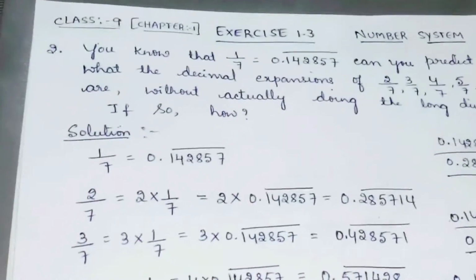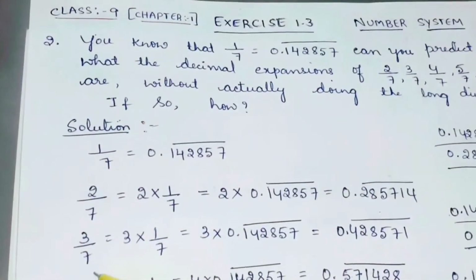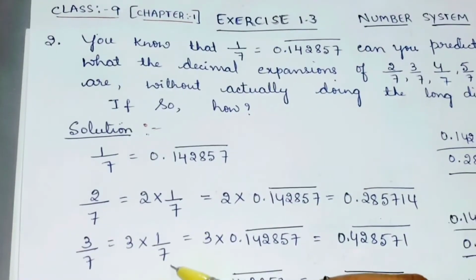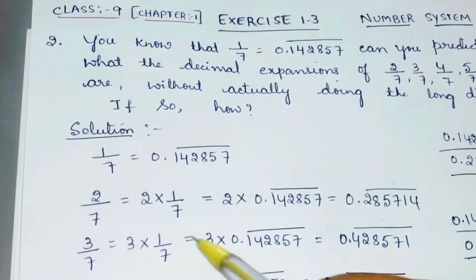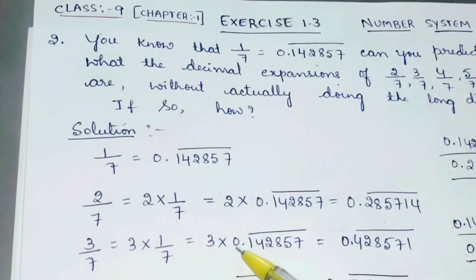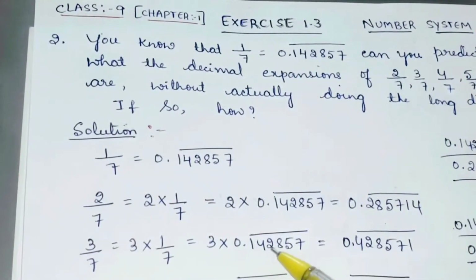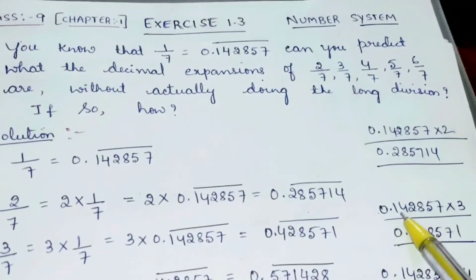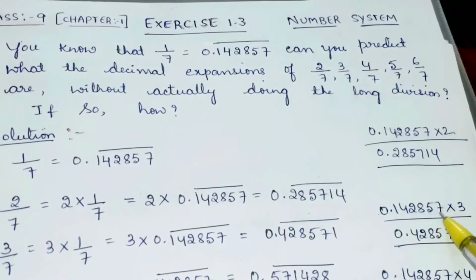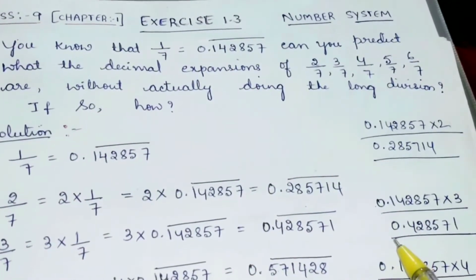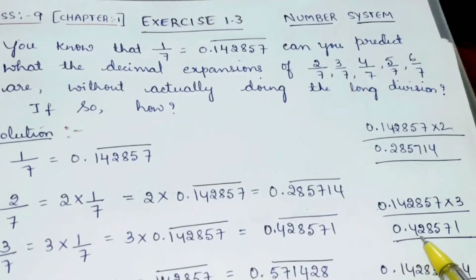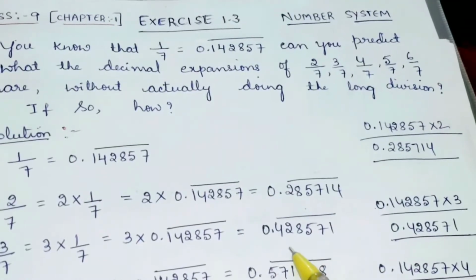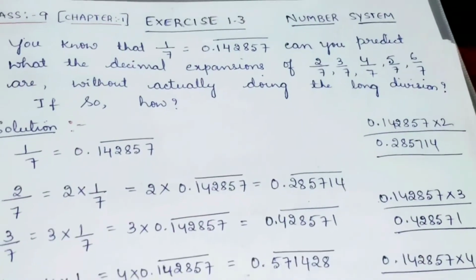Similarly, you have to write down 3 by 7. 3 by 7 can be written in the form of 3 into 1 by 7 again. Write 3 as it is, and write the value of 1 by 7, 0.142857. If you multiply 0.142857 into 3, you will get the answer 0.428571. Now, write the answer and put a bar on it.